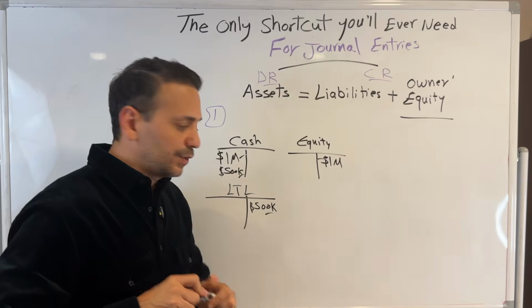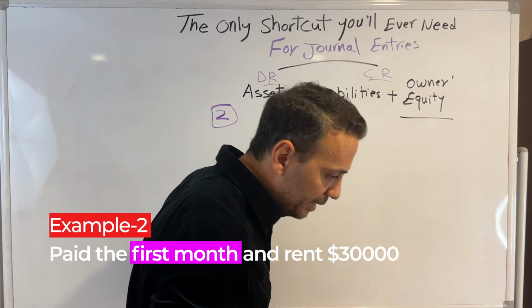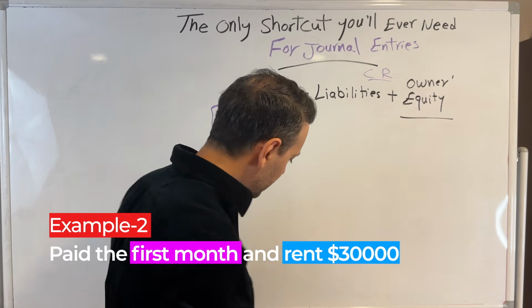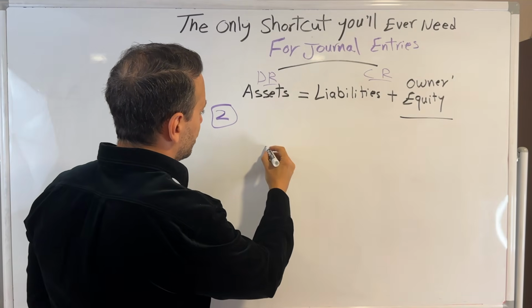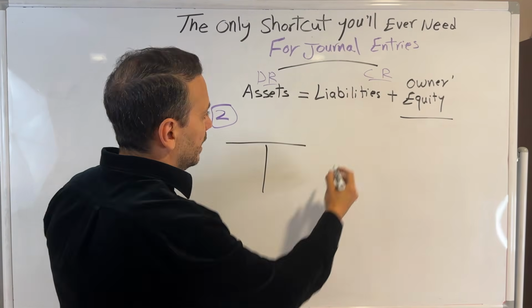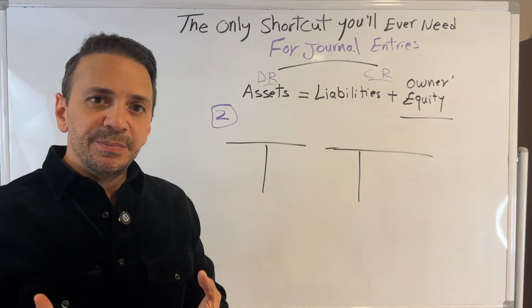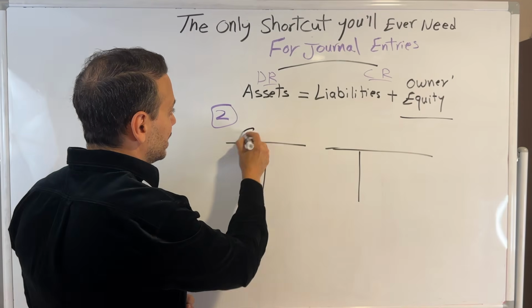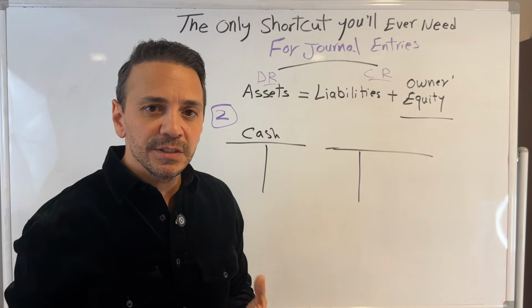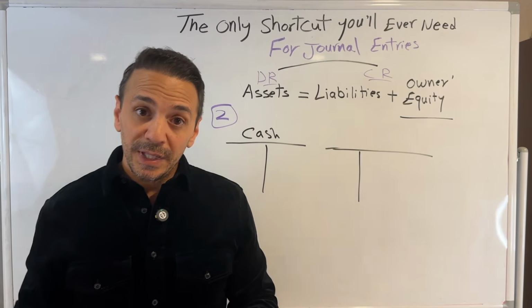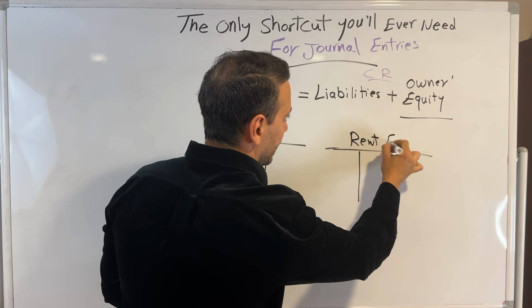Okay, let's go through another transaction here. Transaction number 2 is that we paid the first month in rent, $30,000. Okay, so we paid $30,000 for the first month in rent. All right, so we'll create a T account for the first account and a T account for our second account, right? We know that we paid $30,000. That means one of the sides is going to be cash. And the other side of it is rent. We paid rent. That's the nature of what we're doing here. Rent is an expense. Okay, so we'll have rent expense on the other T account.